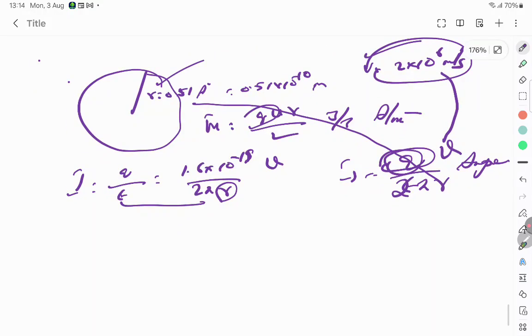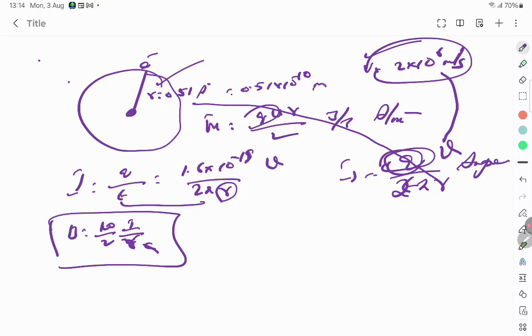Then they are asking what is the magnetic field at the center when the electron is revolving. It's making a circular loop. The magnetic field at the center is mu naught by 2 into I by R, where R is the radius, according to the last lesson. For a circular coil, the magnetic field at the center is mu naught by 2 into I by R for a current carrying circular coil.